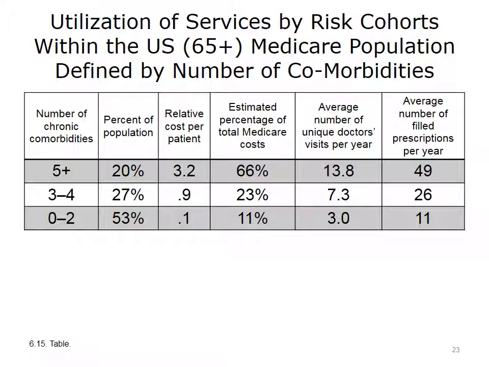In this table, we've arrayed the entire population of elders into levels that reflect how many common chronic conditions they have. You'll see, looking from the bottom up, that 53% of the individuals have either 0 to 2 conditions. In most cases, they have 1 or 2 of the in-scope conditions considered. 27% have 3 to 4 conditions, and a fairly large percentage, 20%, have 5 or more conditions.